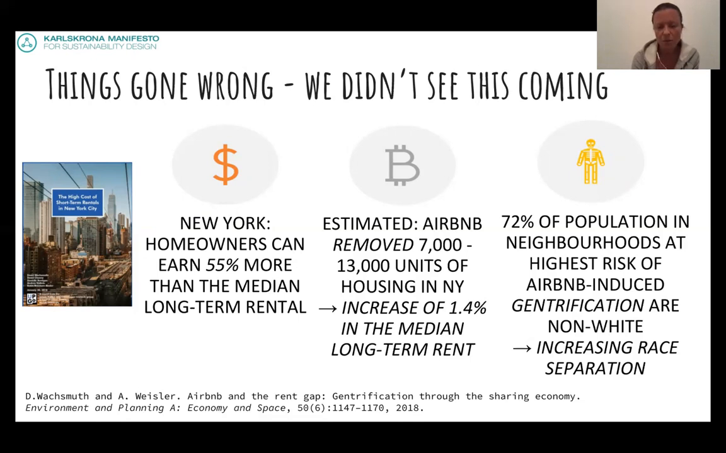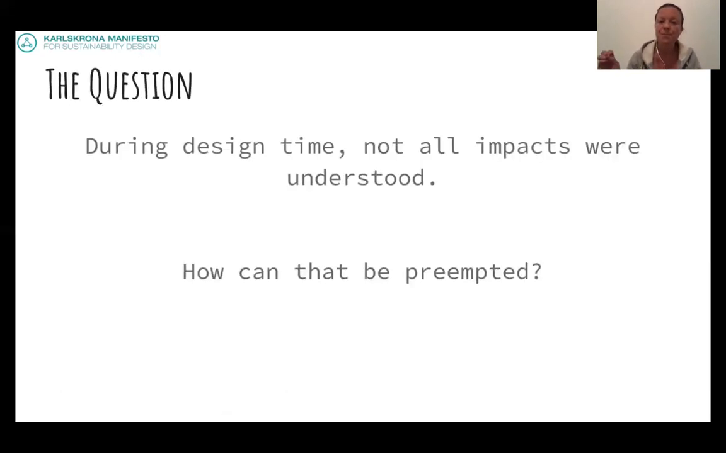Now you may say 1.4%, that's not a whole lot, but it does add up for sure. And this is the median. That means for some people it may have increased a lot more. And 72% of the population in neighborhoods at highest risk of Airbnb-induced gentrification are non-white. So we also see an increasing race separation. And all of this was explored by Wachsmuth and Weisler in the report referenced at the bottom of the slide. Now, the question is, during design time, not all impacts were understood. How could that possibly be preempted?